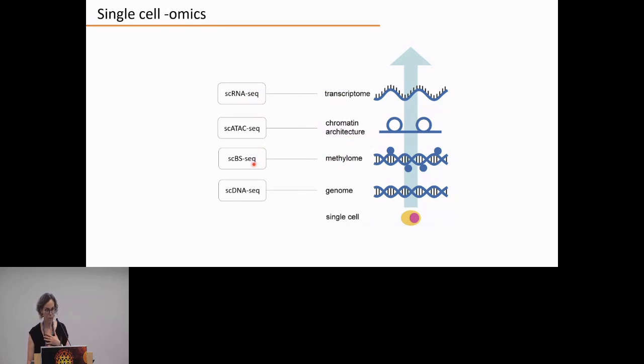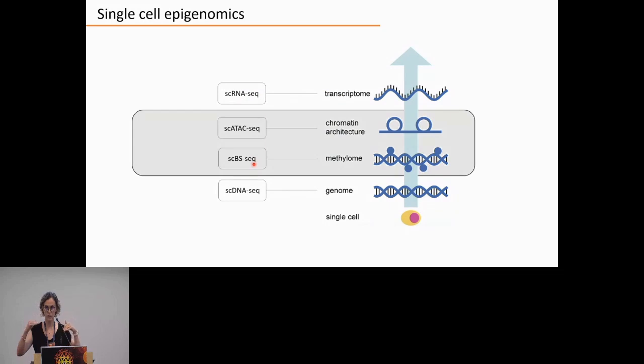So what do we do in my group? We take these layers of information that are sitting there between the genome and the transcriptome, and we try to build methods that will allow us to understand how these layers work and what's the interplay between these layers of regulation, the genome and the transcriptome of the individual single cells.